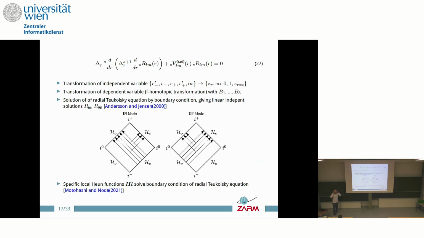Okay, I will cover the radial solution very quickly. So in principle, what you do is the same as in the angular case. You transform independent and dependent variable to get to the Heun equation. And then the boundary condition in the angular case was regularity on both poles. Here you want to have the following. You set up an in and an up mode by which you demand that at the event horizon only incoming modes are allowed. And at the cosmological horizon, you only demand for the up mode that only outgoing modes are allowed. And then a specific set of local Heun functions will solve this boundary condition, and this is done here in this case.